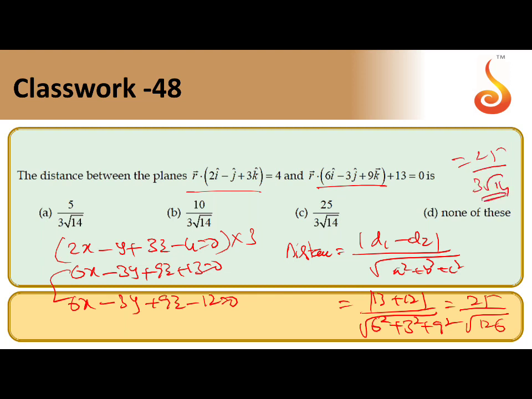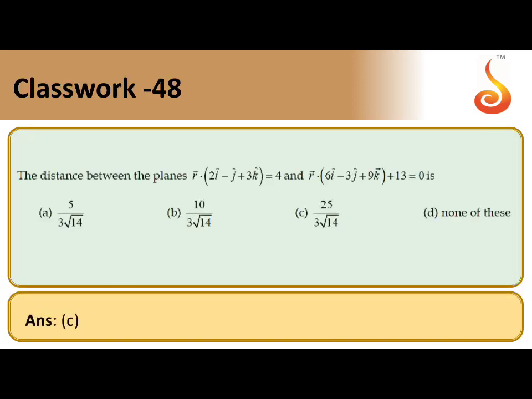Look at the options: in all options 3 root 14 is there. So numerator 25, only one option has 25. That is C as the answer here. 25 by root 126 gives 3 root 14. So the distance, final answer, is 25 by 3 root 14. The next question: check the answer whether correct or wrong. C is the right answer.